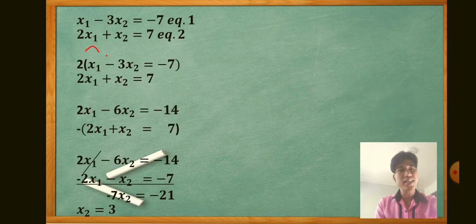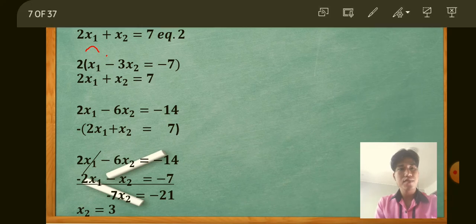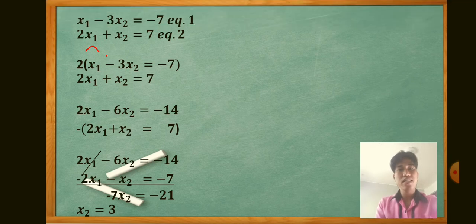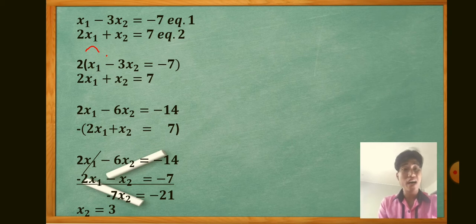So here, for example, x1 - 3x2 = -7. This is equation 1. And then 2x1 + x2 = 7. This is equation 2. Our main goal in the elimination method is that we should have only one variable, so we need to eliminate the other variable. In this case, we need to eliminate x1.